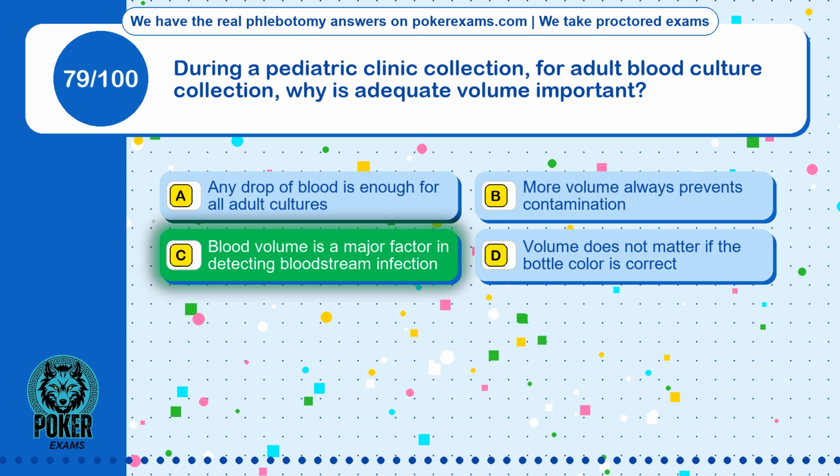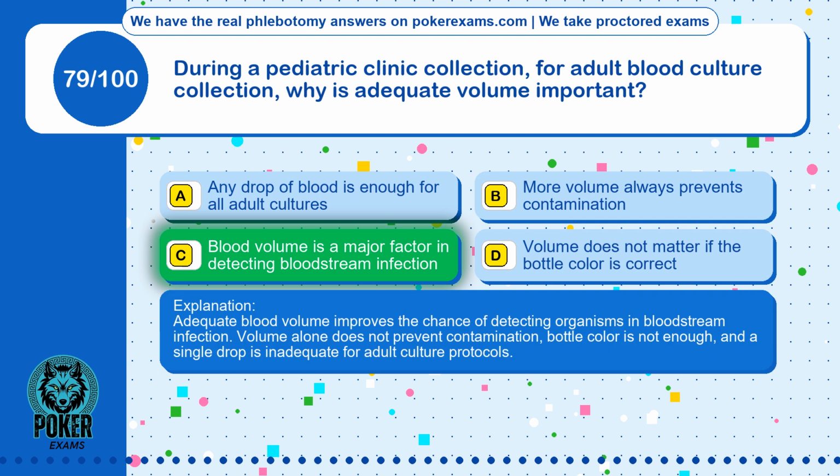The correct answer is option C. Blood volume is a major factor in detecting bloodstream infection. Adequate blood volume improves the chance of detecting organisms in bloodstream infection. Volume alone does not prevent contamination, bottle color is not enough, and a single drop is inadequate for adult culture protocols.